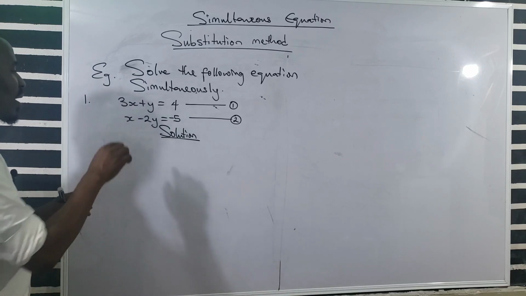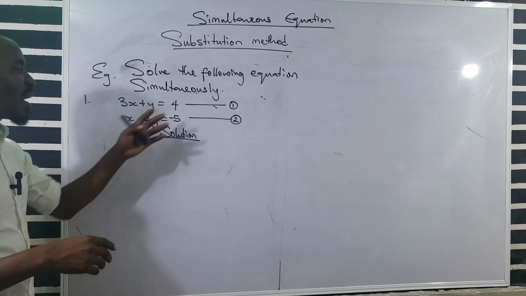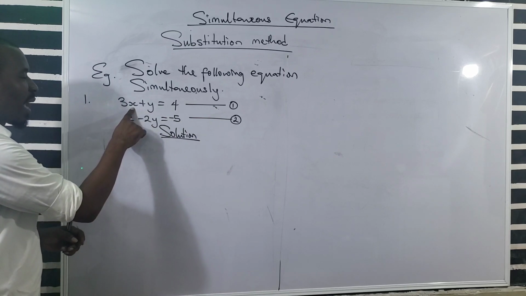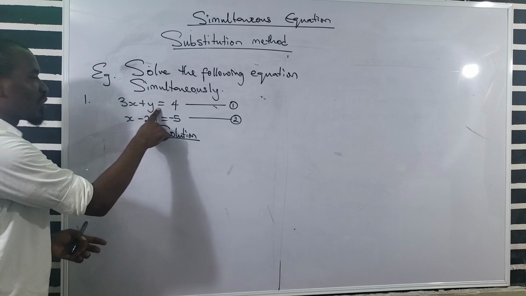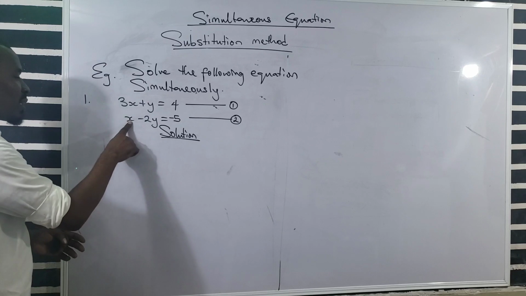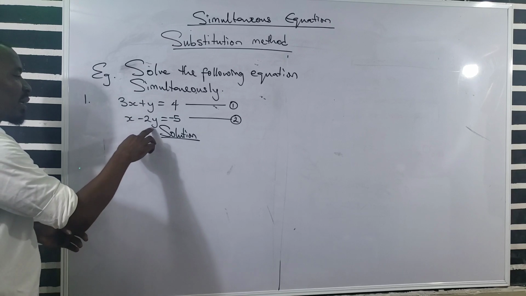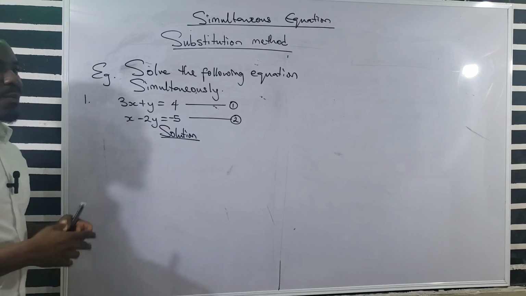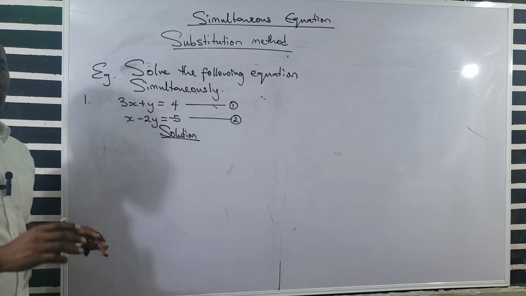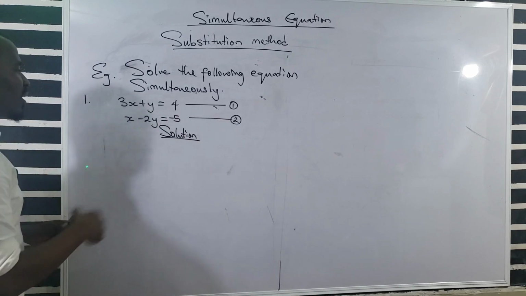The first thing to do is to pick one of the variables to make subject of the formula from any of these equations. You can choose x in equation 1, or y in equation 1, and make it subject of the formula. You can also choose x in equation 2, or y in equation 2. It's a very simple step: pick one of the variables from one of the equations and make it subject of the formula to get the third equation.